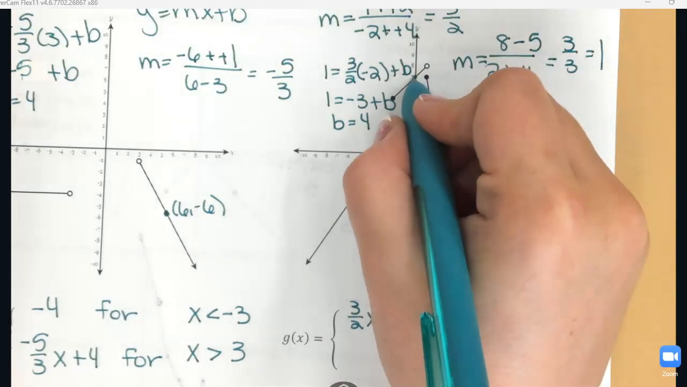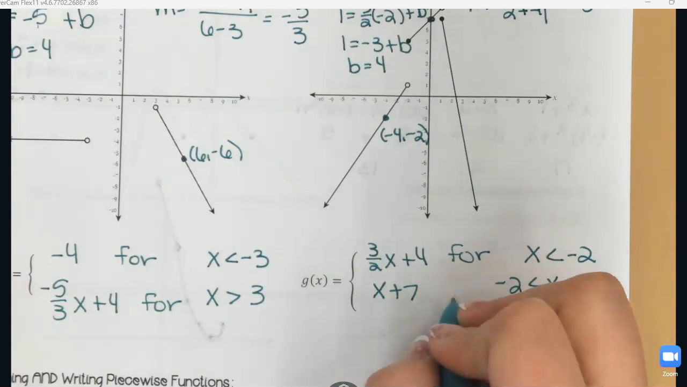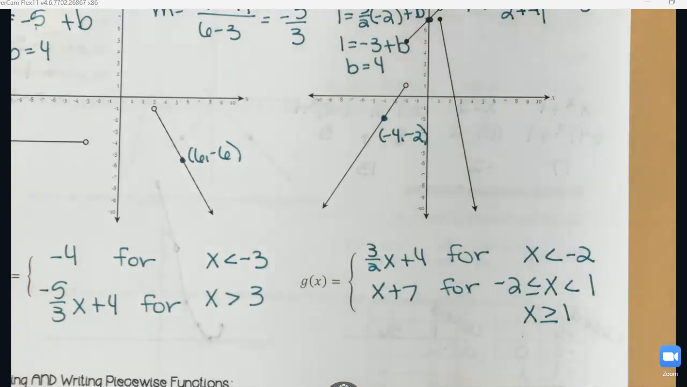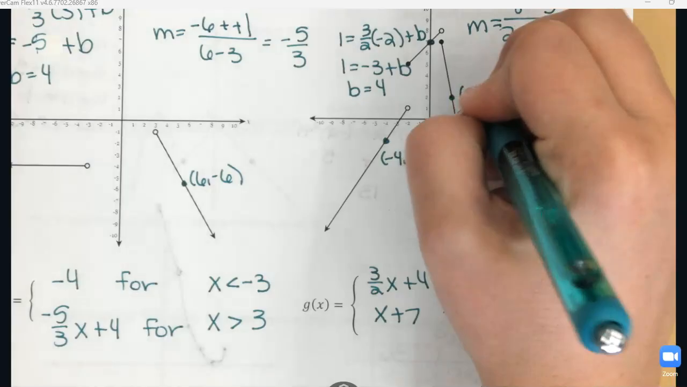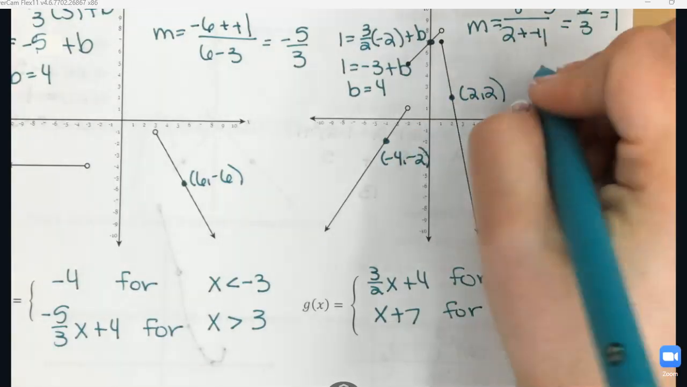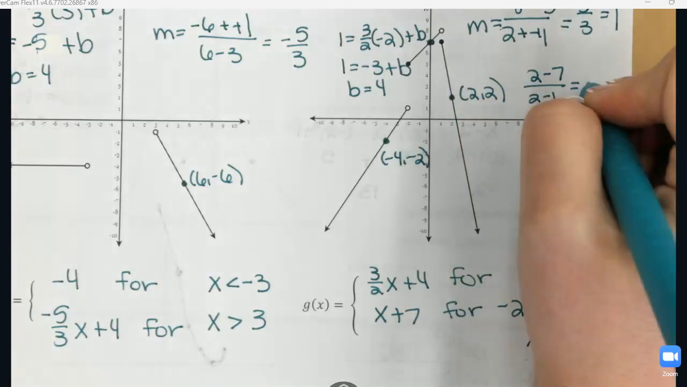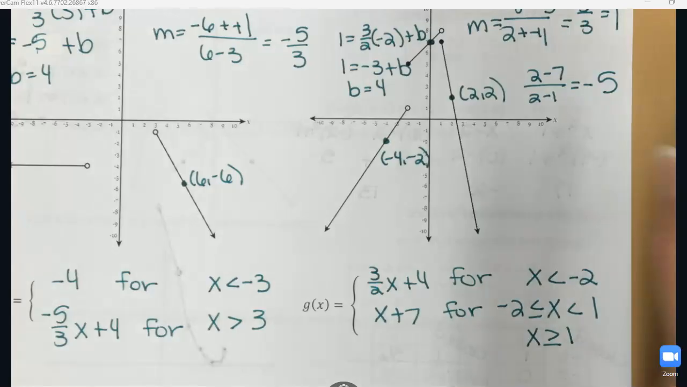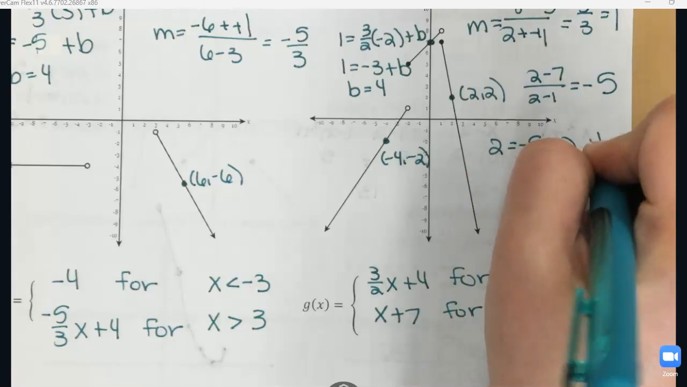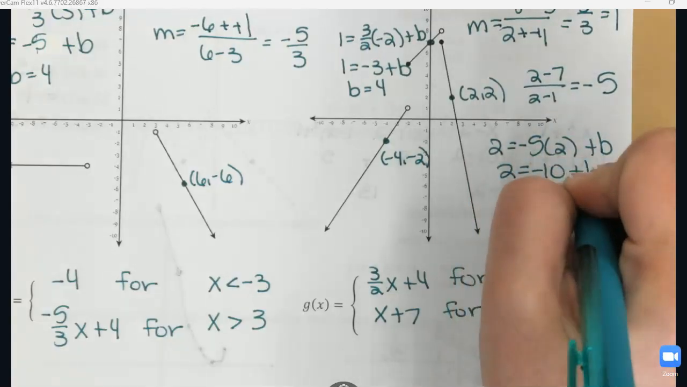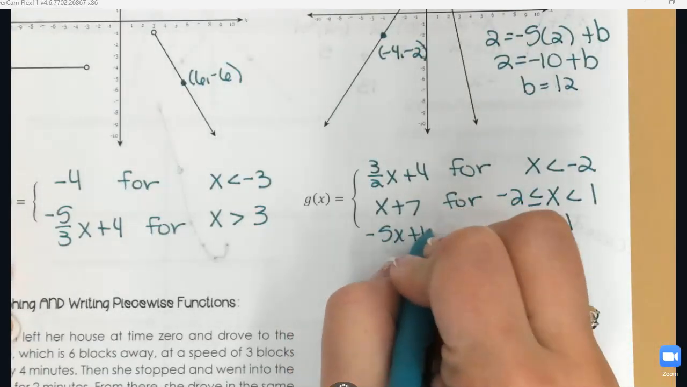And I can actually see where it crosses the y-axis here at 7, so I don't need to calculate the y-intercept because I can see that it's 7. And then lastly, for slope on my third line, I'm going to use 2, 2 as my second point. And my slope there is going to be 2 minus 7 over 2 minus 1, which gives me a slope of -5. And then I'm going to use 2, 2 as my coordinate to find b. And I get that b is 12.